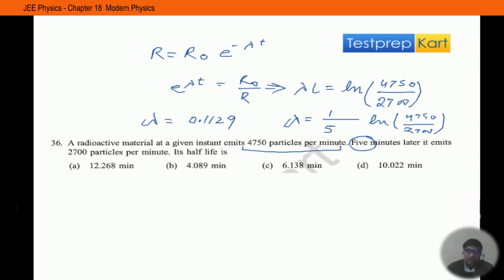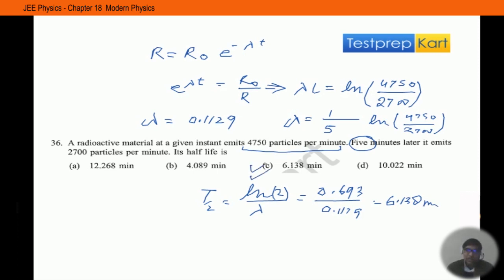And we already know that half-life is equal to ln2 over lambda. And ln2 is 0.693. It is divided by 0.1129. So from here, 6.13 minutes. So the correct answer is option C.